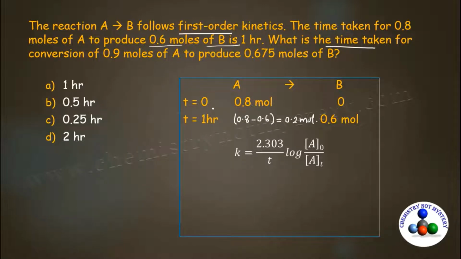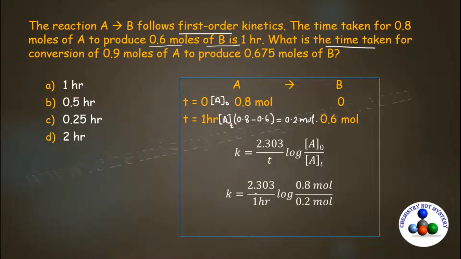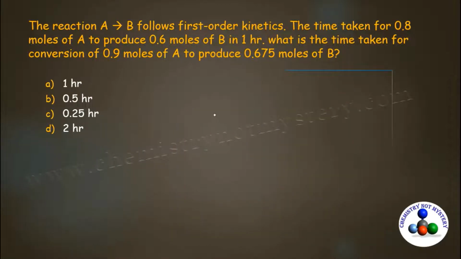Concentration of A at time T is equal to 0 is A naught, and the concentration of A at time 1 hour is equal to AT. So place the values in the given equation. So you will get K is equal to 2.303 over 1 hour log 0.8 moles over 0.2 moles. So when you solve this equation, you will get the value of K is equal to 1.38 per hour. Now we have calculated the rate constant, that is 1.38 per hour.